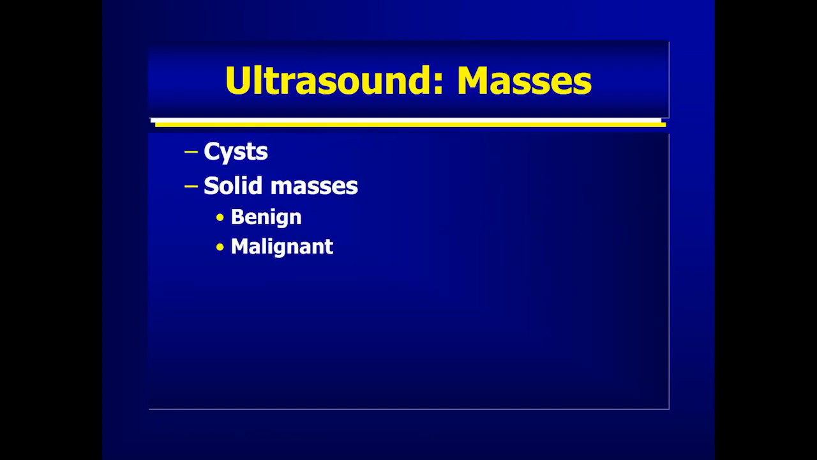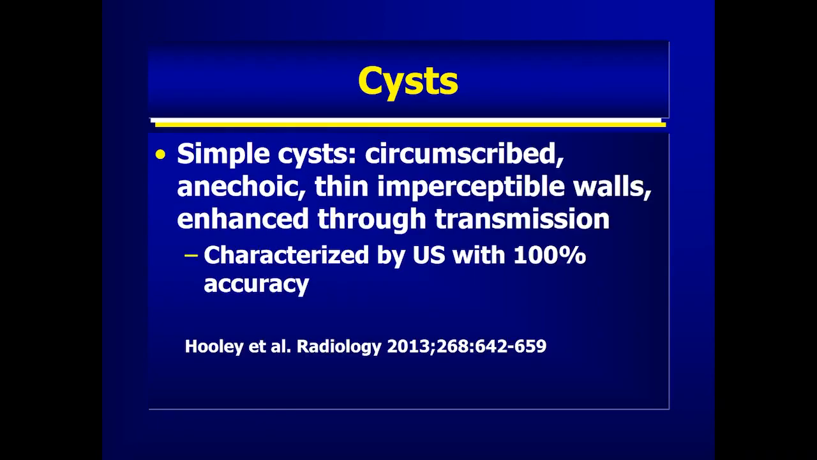When we think of ultrasound in terms of masses, we really break it down into cysts and solid masses. Now we can think of masses in terms of benign masses, likely benign, such as a fibroadenoma, or malignant masses, such as invasive ductal carcinoma. When we think of cysts, they usually are circumscribed, anechoic. They have thin walls with enhanced through transmission, and we can characterize these very well with ultrasound.